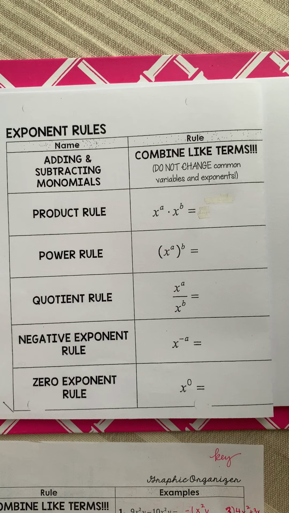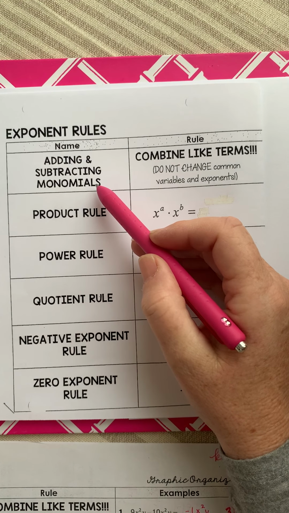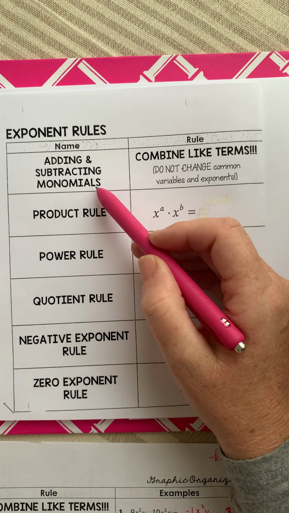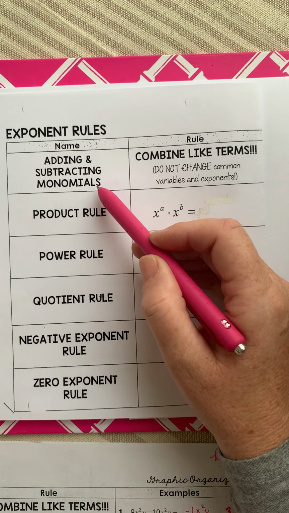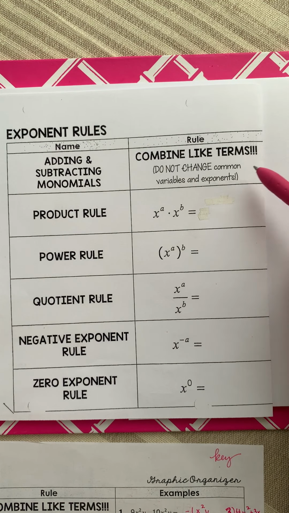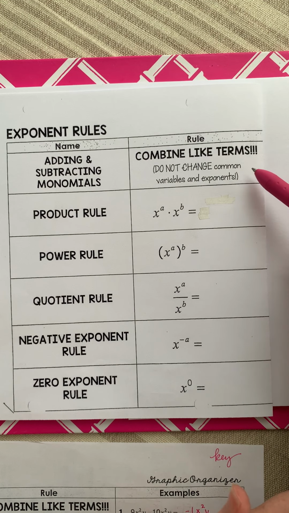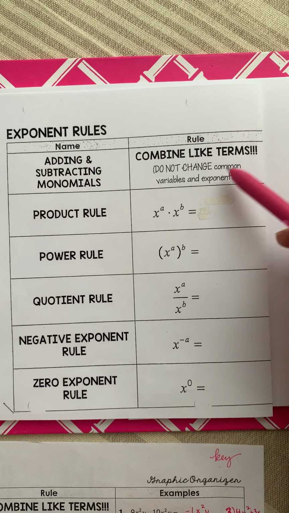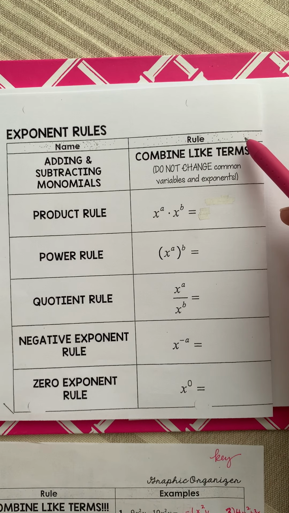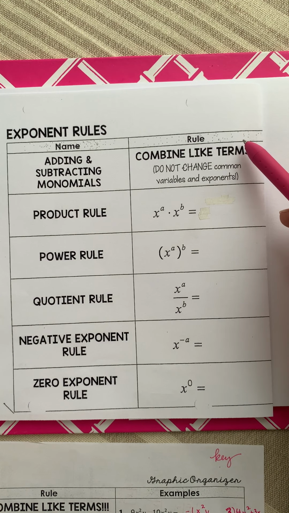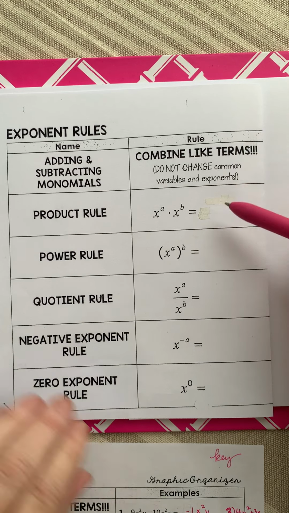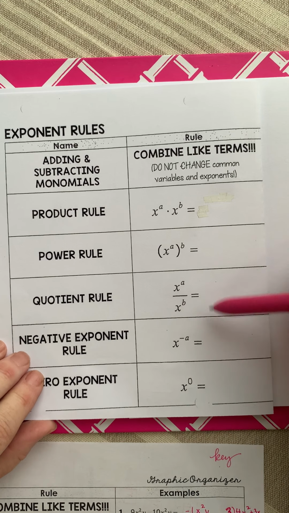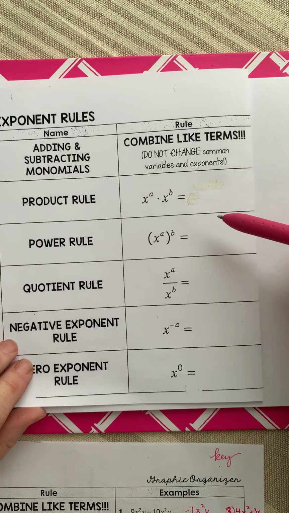Exponent rules. The first one is that when you're adding and subtracting monomials, for example, you have something like 2x plus 3x. Don't change the variables, don't change the exponents. 2x plus 3x is 5x, okay? So don't get confused when you're just adding and subtracting monomials. You don't change anything, okay? But when you do have exponents, okay, these are the rules.